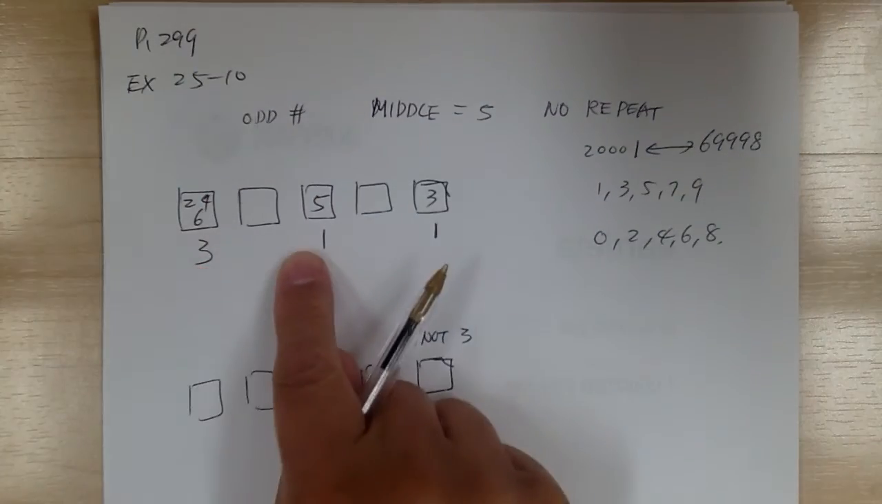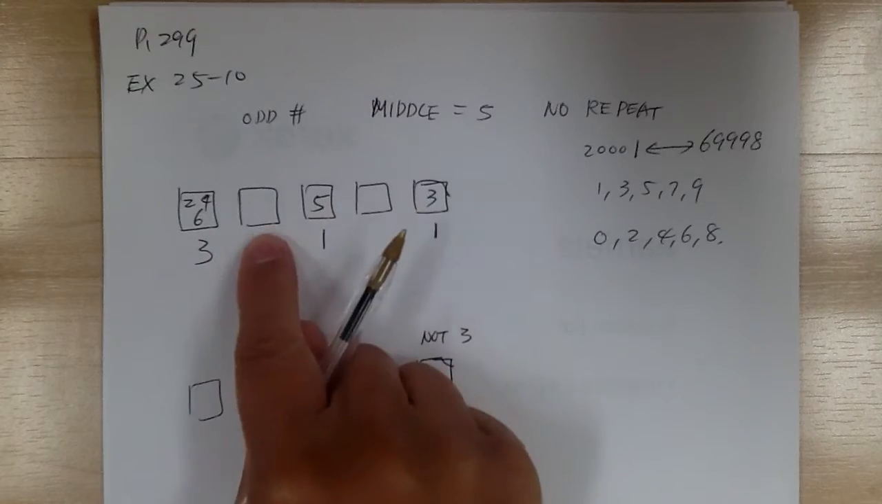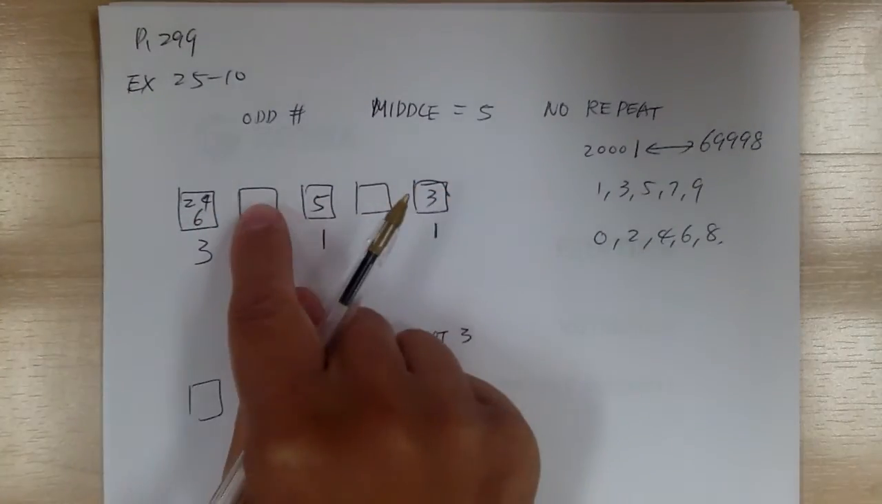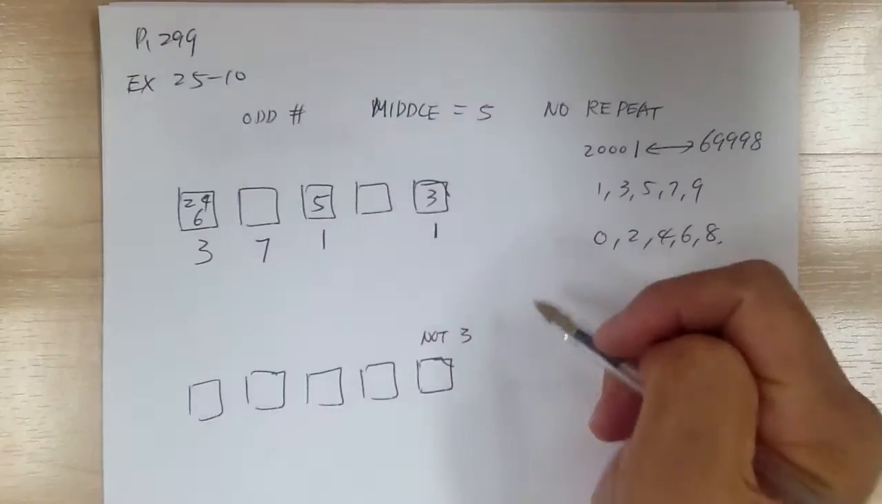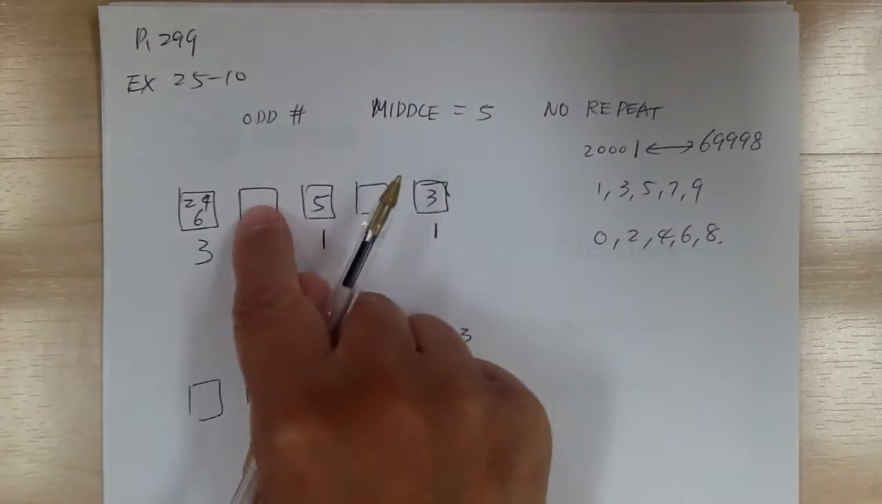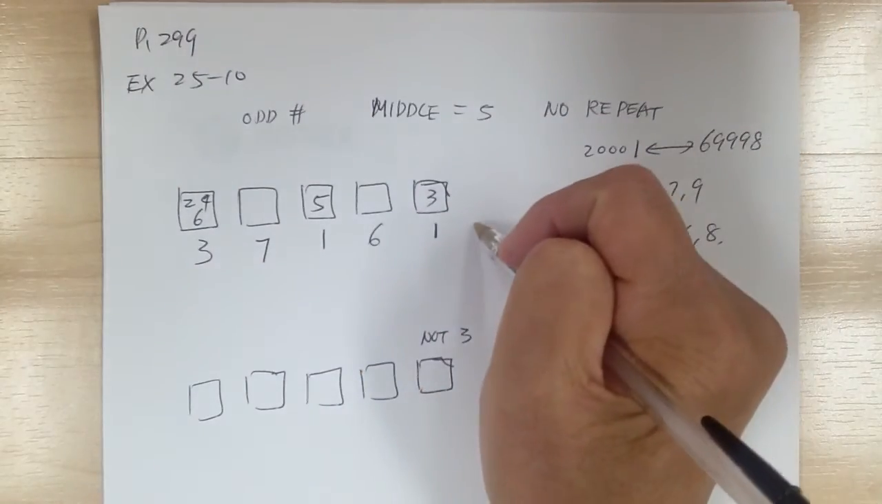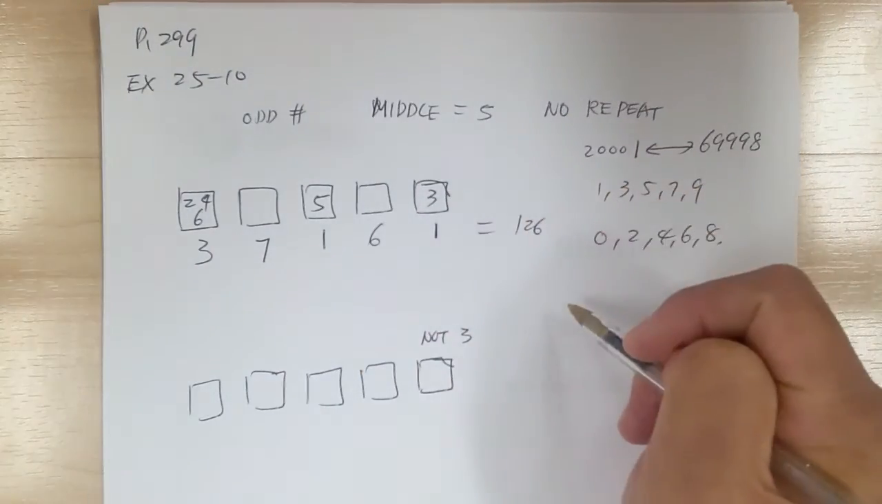After you figure out the criteria, this one has no restriction. Since 3 digits are picked already, you have 7 digits left, so you have 7 choices. After you put a digit over here, you have 6 digits left, so you have 6 choices over here. And so this will be equal to 126.